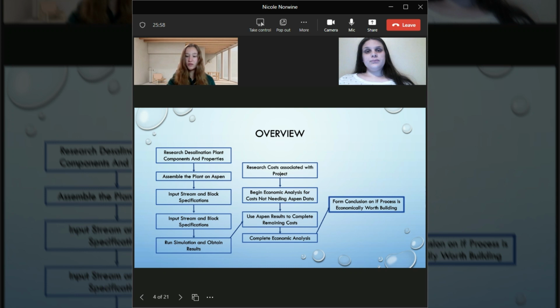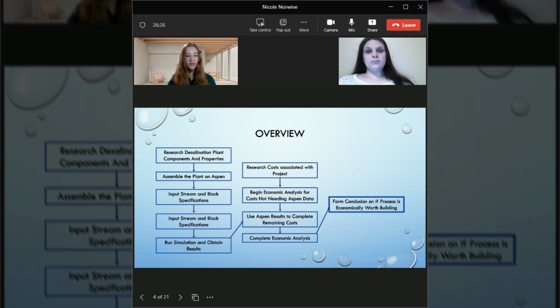So a quick overview of how we had done this process and project. We first researched desalination plant components and properties, such as the machinery and generally how it works. We assembled the plant on Aspen. We inputted streams and block specifications from our findings. We had done that twice, as we had two drafts of the desalination plant. The second draft worked better.